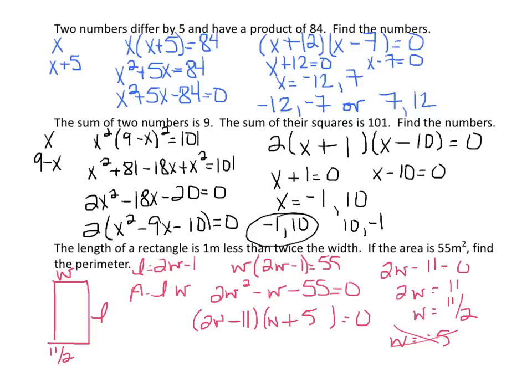Your length, then, so 2 times 11/2 minus 1. 2 times 11/2 is 11. 11 minus 1 is 10. So the length here is 10. So now if I need the perimeter, I have 2 times 11/2 plus 2 times 10. That's 11 plus 20. So my perimeter in this case is 31 meters.